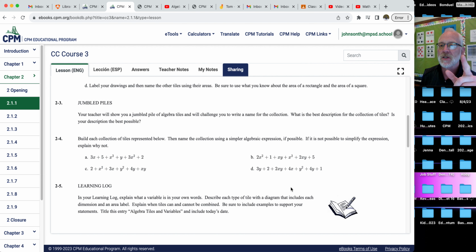So that's what we did today. We did assessment, we worked on homework packets, then we watched an introduction on algebra tiles, and then we started playing with algebra tiles.